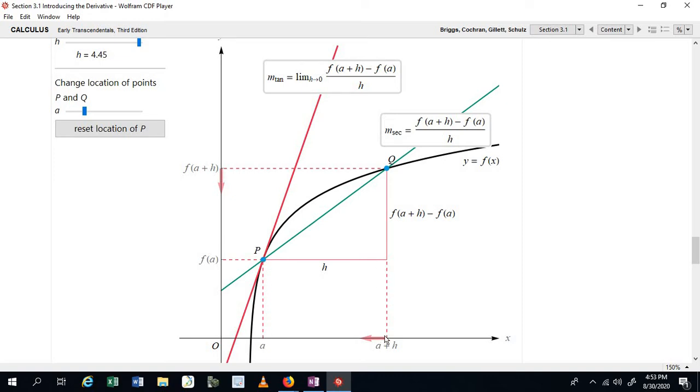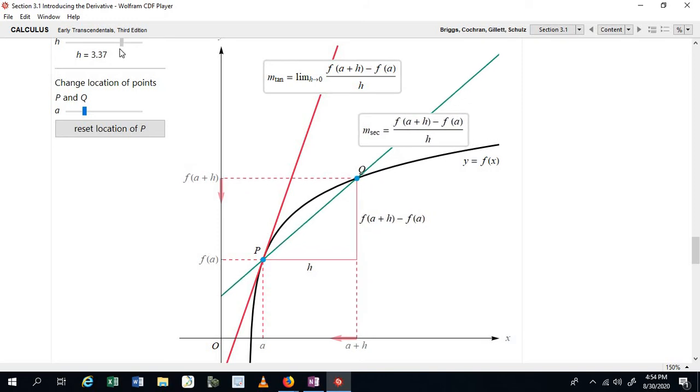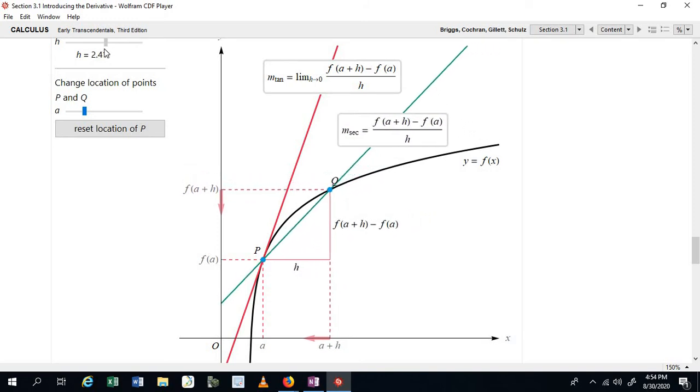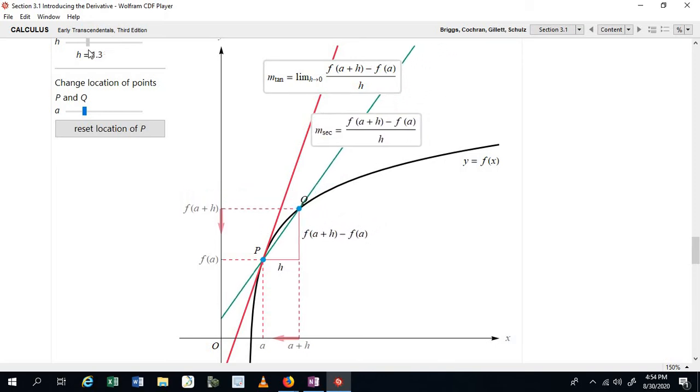Now notice as this point gets closer and closer to this point A, the distance between the 2 points is getting smaller. In fact, it's approaching 0. So this h is the distance between the 2 points. H is heading towards 0 as this point gets closer and closer to A. As h is going to 0, h is getting smaller and smaller, notice that the secant lines are approaching this red line. And that red line is called the tangent line at this point A.